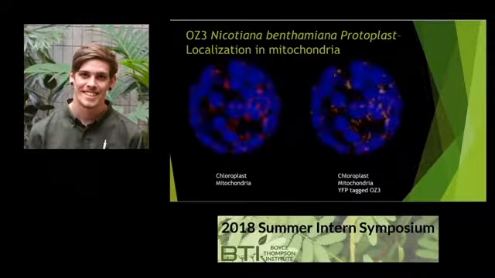Looking at the protoplast from benthamiana, we have the red mitochondria, and then here the protein is being shown to fluoresce in this orange-yellow color. This is because it's overlapping with the red and the green. And from here, we can also conclude localization within the mitochondria for OZ3.